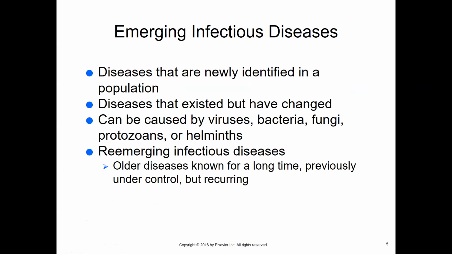All right, so emerging infectious diseases, diseases that are newly identified in a population. It can also include diseases that previously existed but have now changed. It's caused by things like viruses, bacteria, fungi, protozoans, or helminths. And then the re-emerging infectious disease would be something like measles, an older disease that was known for a long time that was previously under control but is now reoccurring.